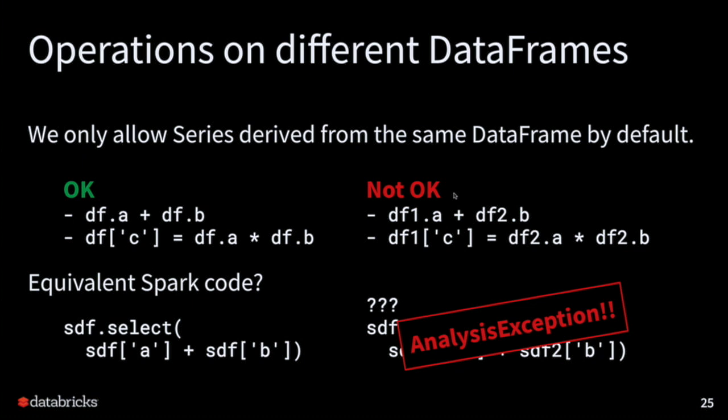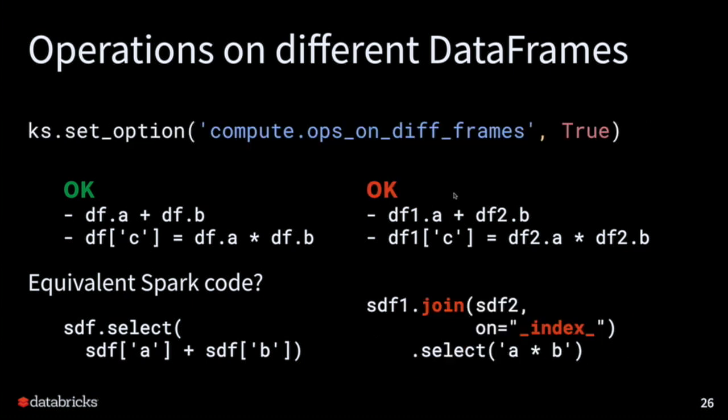If we execute this command, we will get an analysis exception. We can't execute such code on Spark. To make it possible, we need a join operation with the index. As you know, join is very expensive, so Koalas doesn't allow it by default to avoid unexpected expensive operations. If you must have such operations, you can turn it on by setting this option to true.